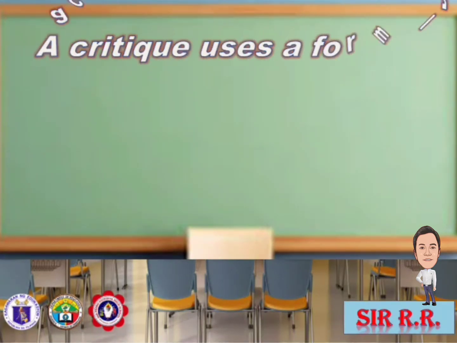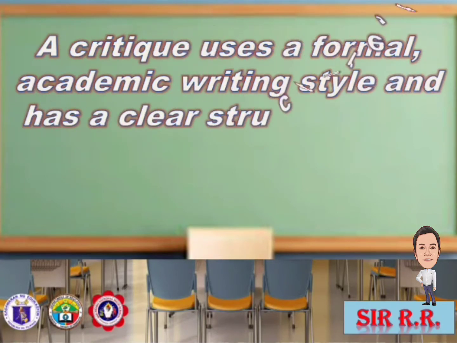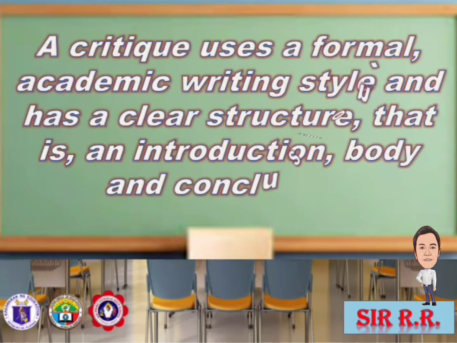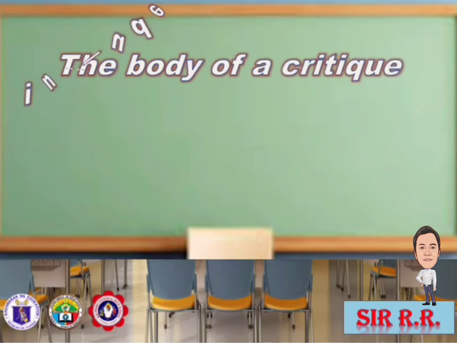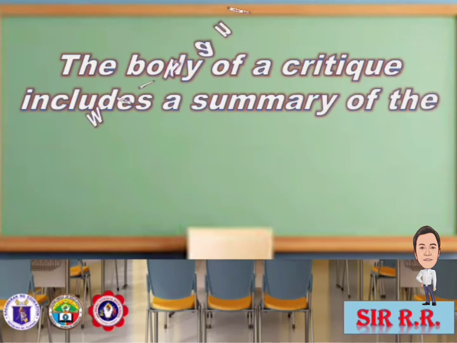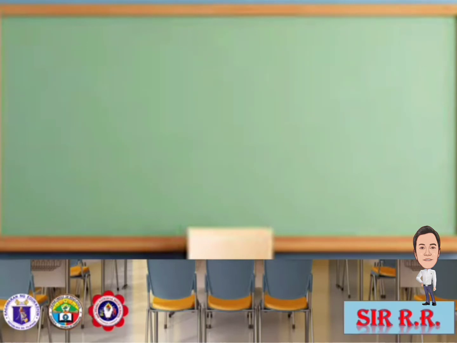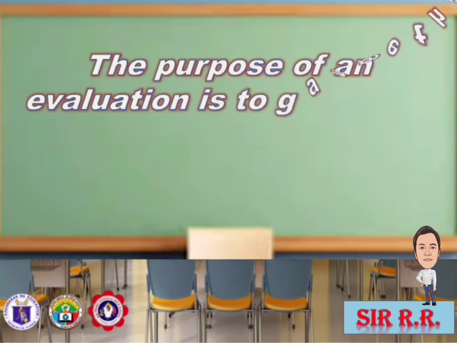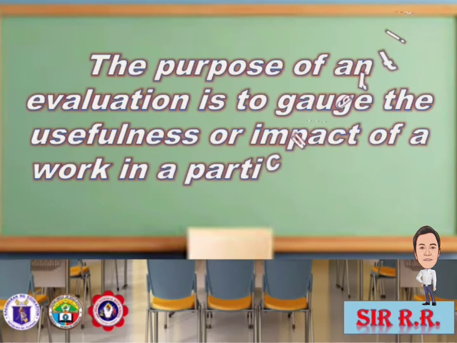Like an essay, a critic uses a formal, academic writing style and has a clear structure, that is, an introduction, body, and conclusion. However, the body of a critic includes a summary of the work and a detailed evaluation. The purpose of an evaluation is to gauge the usefulness or impact of a work in a particular field.